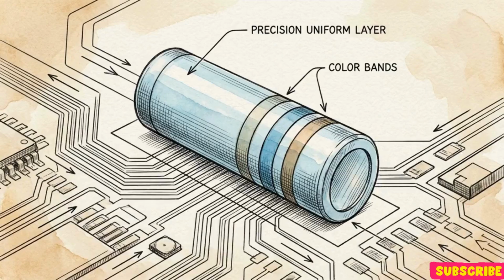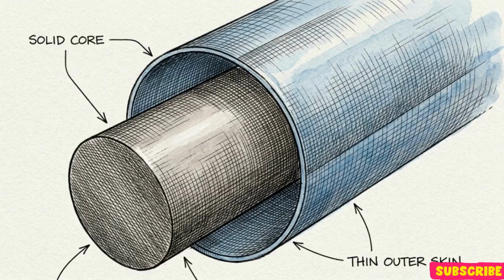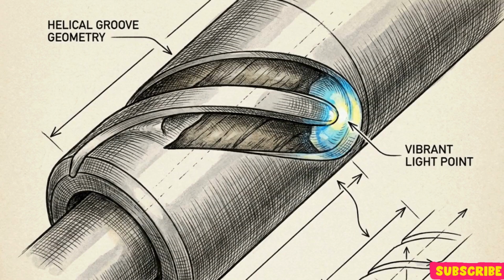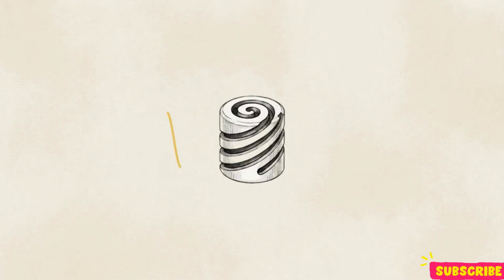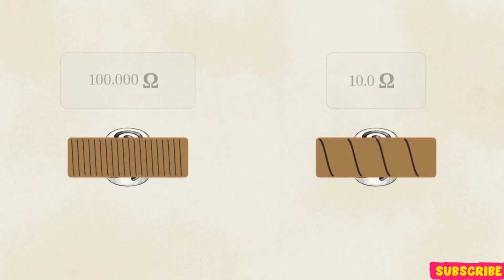Modern circuitry requires tighter tolerances than bulk carbon can provide. The engineered response to this need is the metal film resistor. Looking at this CAD cross-section, the architecture is distinct. A solid ceramic center is wrapped in an incredibly thin, highly uniform layer of metal oxide. The accuracy of the component comes from a laser-cut helical spiral carved directly into that metal layer. By etching this spiral into the film, the physical path the current must travel is lengthened and strictly controlled.